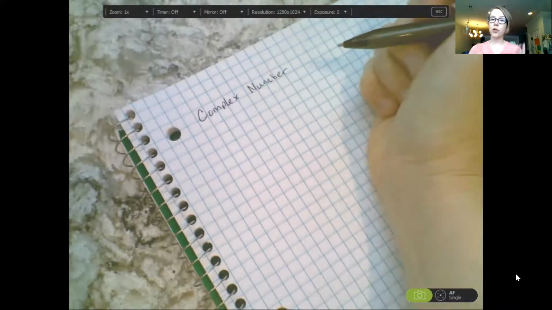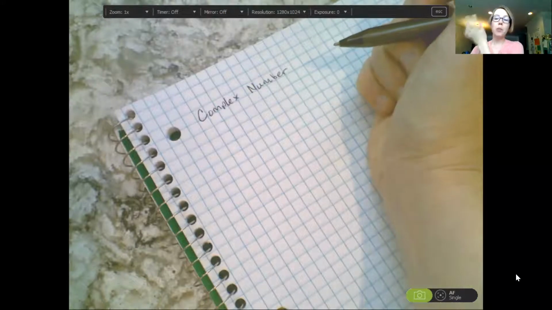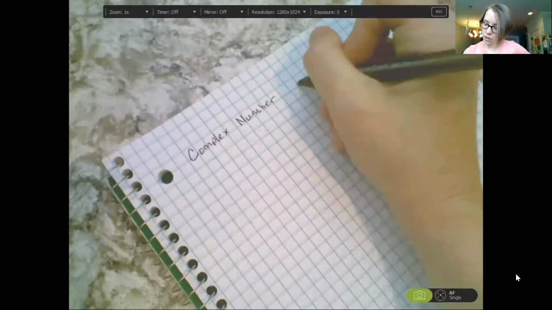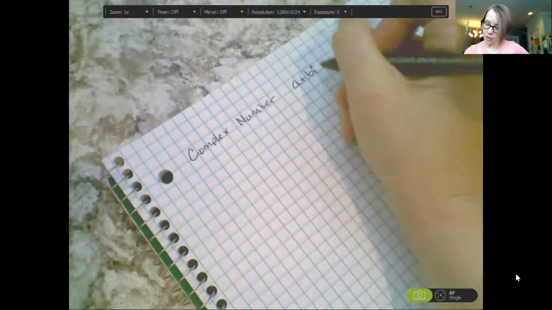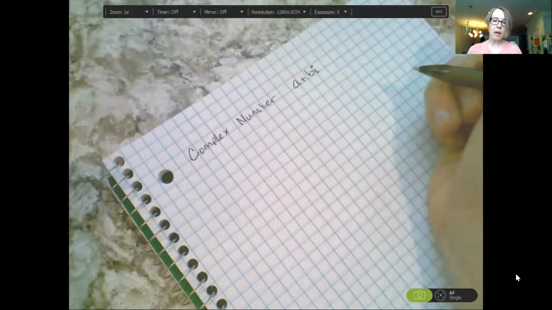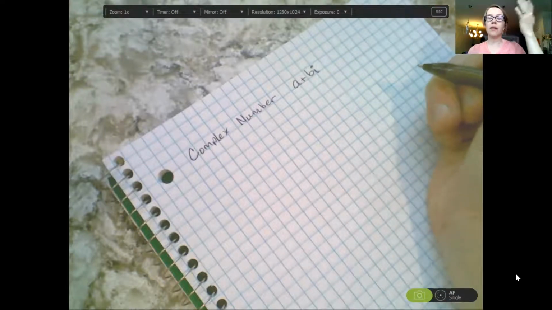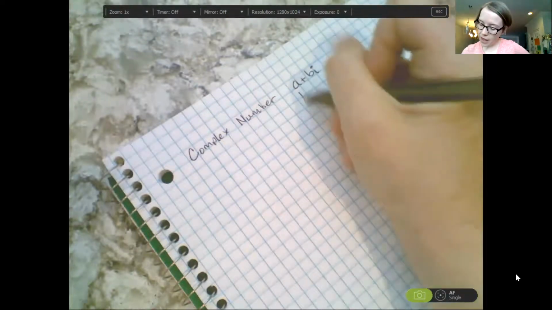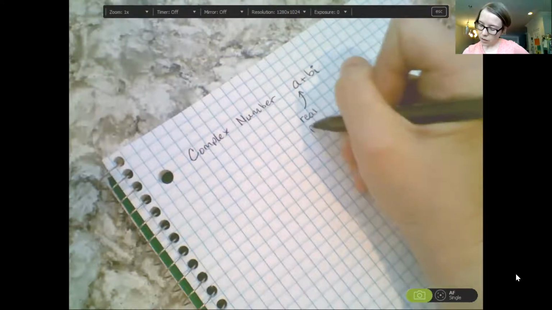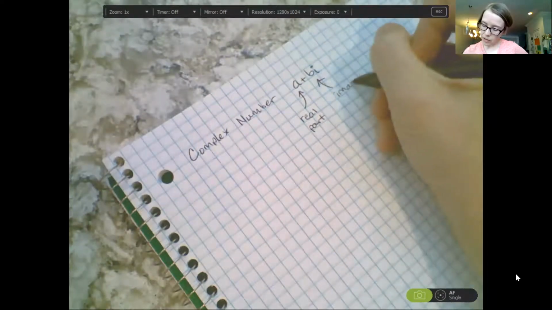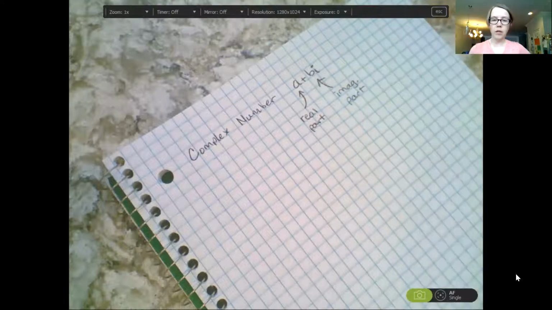A complex number is basically made up of two parts. It has a real part and an imaginary part. So we usually will write complex numbers like this. We'll do like A plus Bi, or maybe A minus Bi. The A and the B can be positive or negative. It doesn't matter. They're just numbers. And then the i obviously is the imaginary part. So we have the A, which is the real part, and we have the Bi, which is the imaginary part. Okay, so we have the real part, we have the imaginary part.